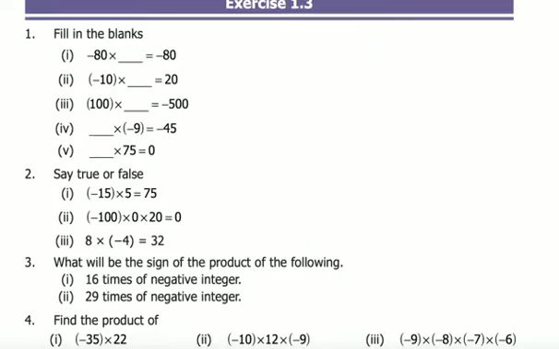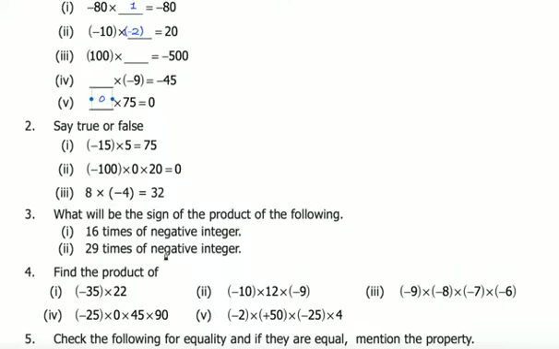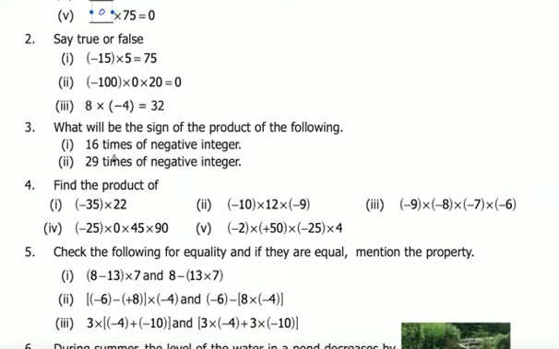Fill in the blanks. Minus 80 into 1 is minus 80. So minus 80 into minus 10 into minus 2 is 20, and this is minus 5, this is minus 5, this is 0. Okay, this is false, this is true, this is also false. What will be the sign of the product of the following? 16 times a negative number, positive. 29 times a negative number, negative, because this one is even, this one is odd.